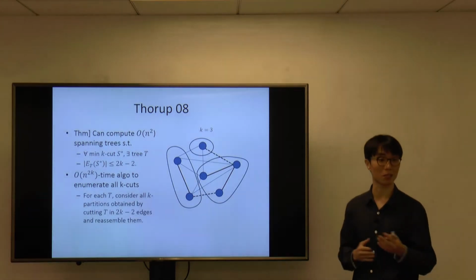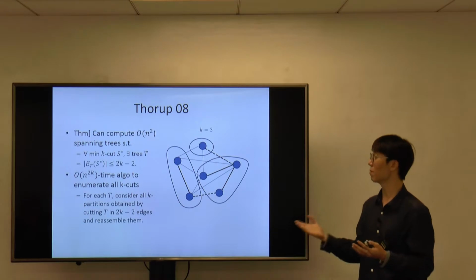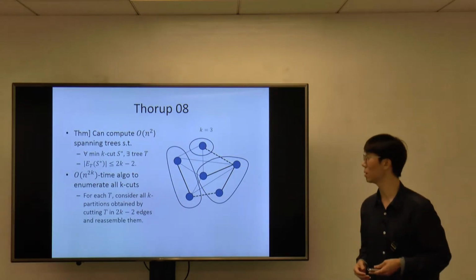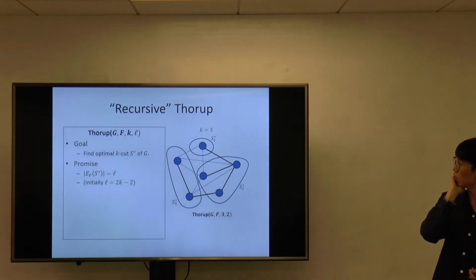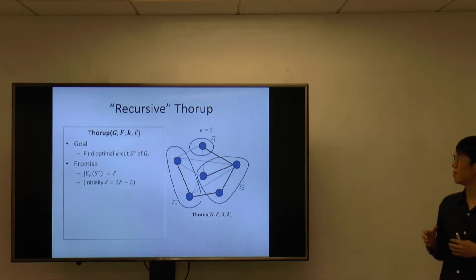Somehow, amazingly, these two proofs give the exact same number, n to the 2k, and we're going to try to improve them. In order to do this, let me give you a slightly more complicated looking, but essentially the same, algorithm to enumerate all the minimum k-cuts based on Thorup's theorem.